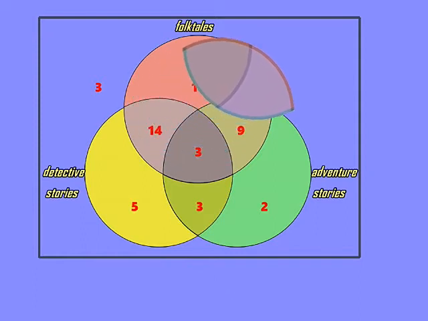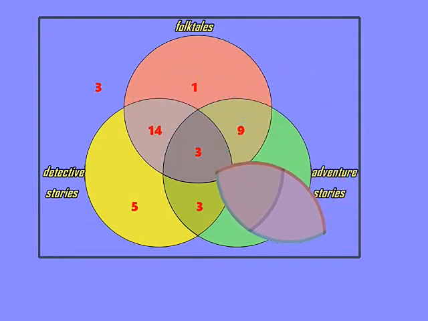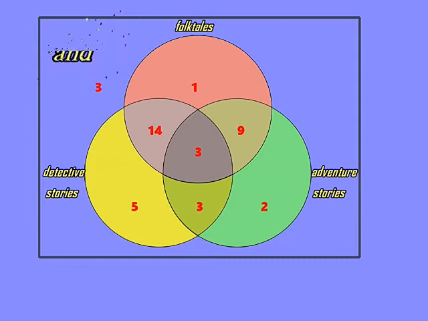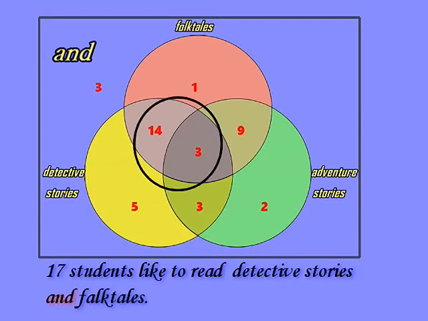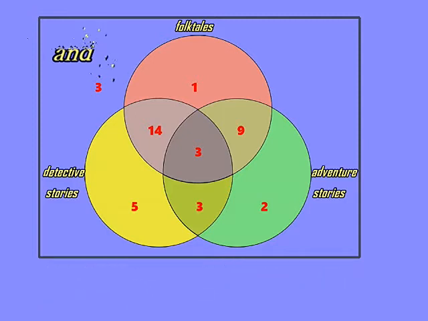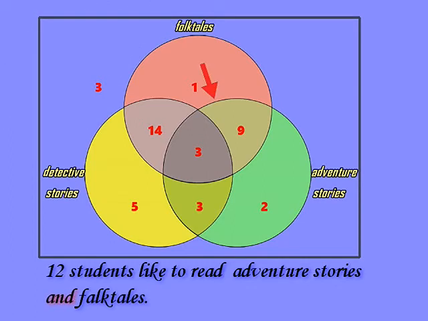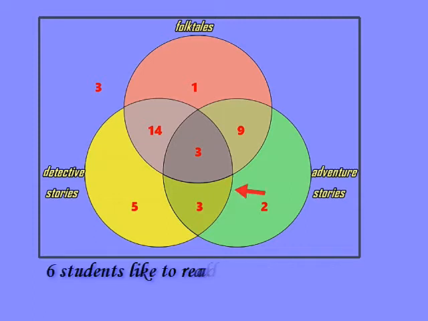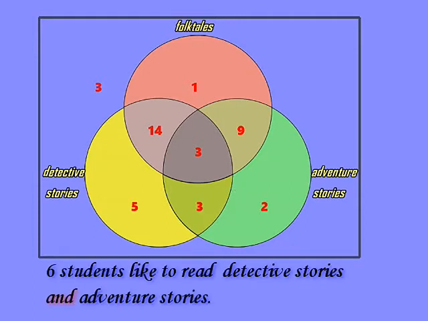Now look at the intersections among sets. They belong to both the sets. So we can say about it like this. 17 students like to read detective stories and folk tales. Let's try to say about the other intersections now. 12 students like to read adventure stories and folk tales. 6 students like to read detective stories and adventure stories.